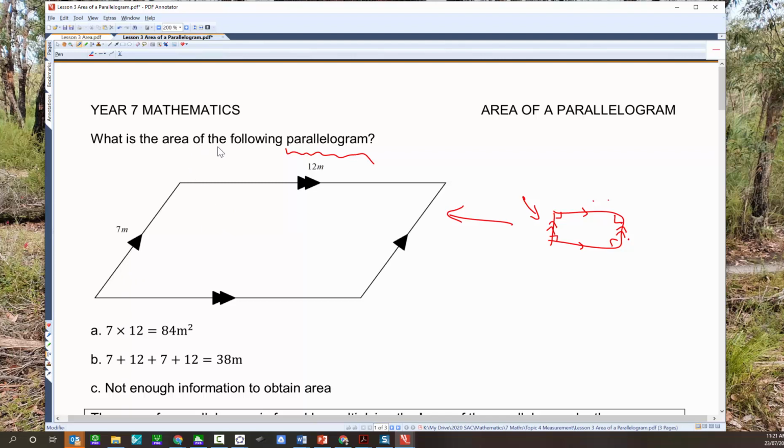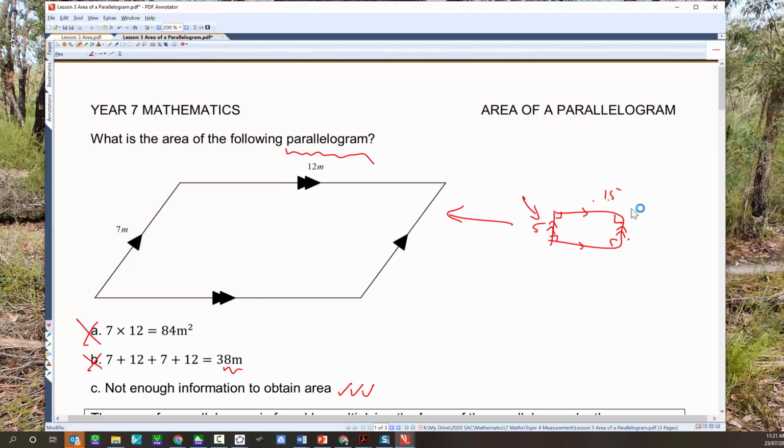So how would I find the area? Well, with a rectangle, what we were doing was multiplying the values here together. Okay, so if this was 5 and this was 15, we'd multiply 5 by 15 to get the area. So wouldn't it be 7 times 12 equals 84 meters squared? No. Okay, that is actually not correct for a parallelogram. Would I just add the side lengths together? No, that's going to give me the perimeter. And in fact, the correct answer to this particular problem is there's not enough information to obtain area.